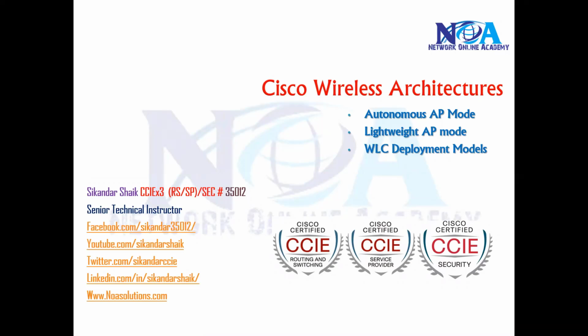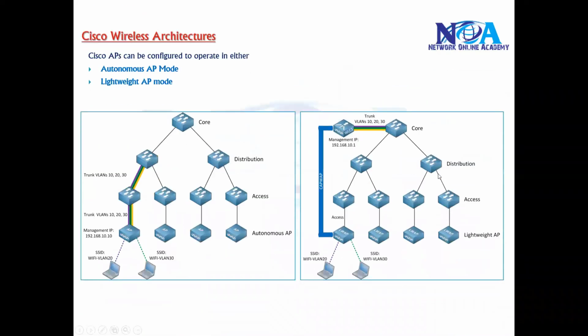Okay, now in this section, we'll try to understand the different wireless architectures used for implementing your wireless networks. So basically, we'll try to understand the implementation of the wireless network with access points. What are the different modes we can apply? Like there is something called autonomous access point mode, lightweight access point mode, and also we'll try to understand about the WLC deployment models, like how you are going to place the WLC or where exactly you are going to place the WLC here.